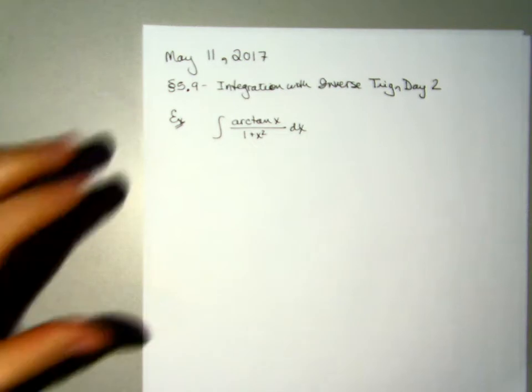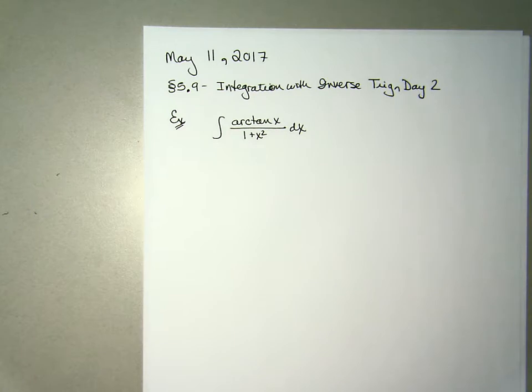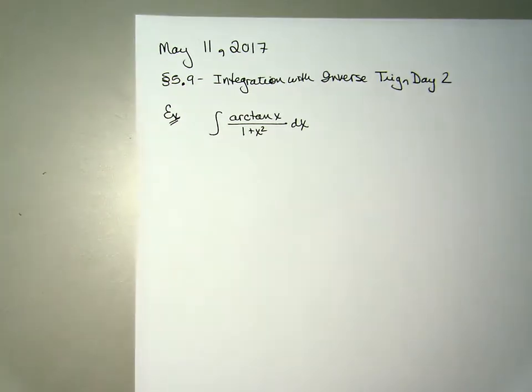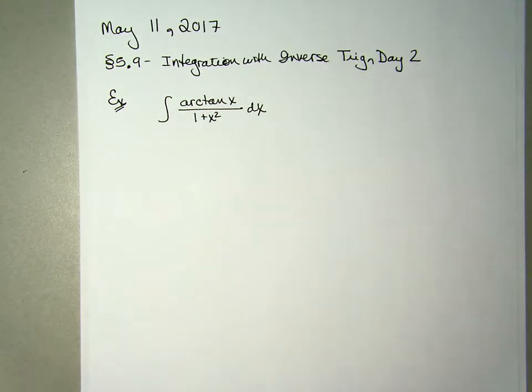dx. And you can't see it. Where is it? Okay, that's a little bit. The integral of the arctangent of x over 1 plus x squared dx.